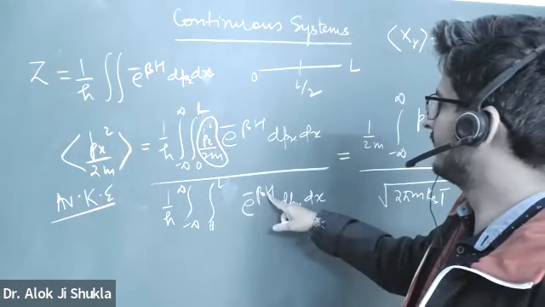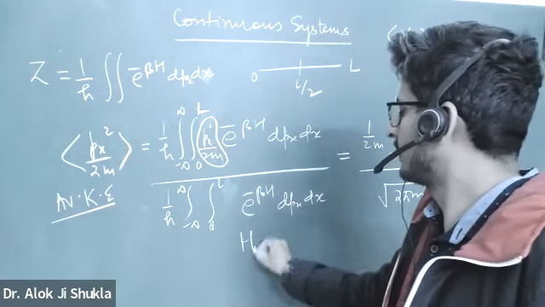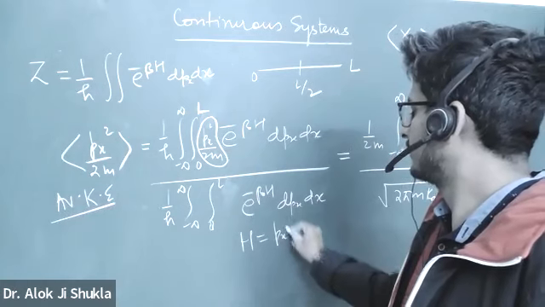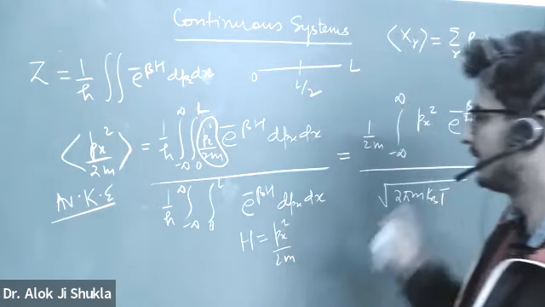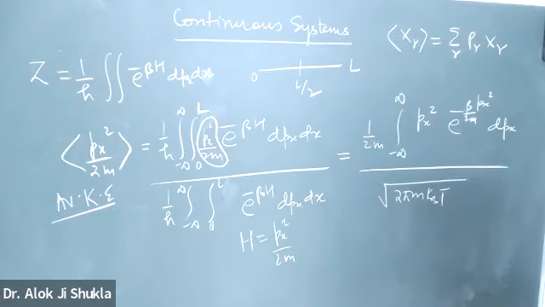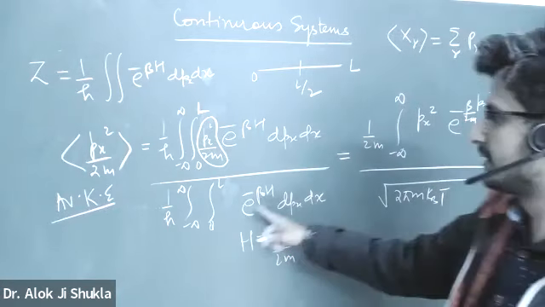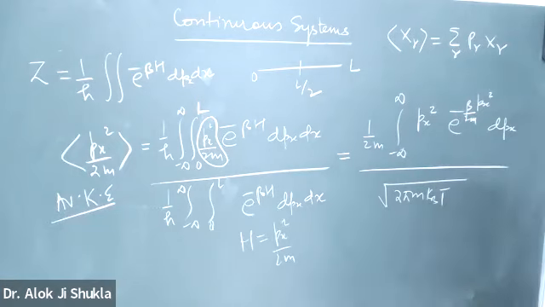और यहाँ पे जब h की वैल्यू रखोगे, h इज व्हाट? px square by 2m. So when you will put this value, तो यहाँ पे उसकी वैल्यू से जब इंटीग्रेट करोगे तो यू विल गेट अंडर रूट 2 पाई m kbt. पहले भी आ चुका है. ये वाला इंटीग्रेशन करना है.